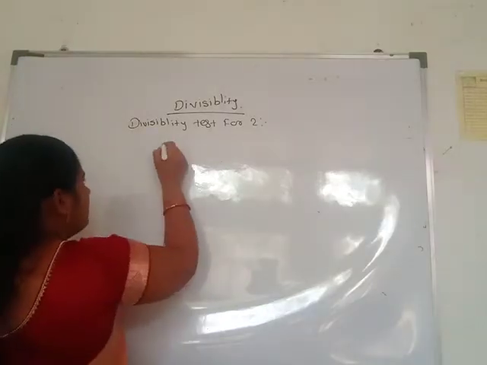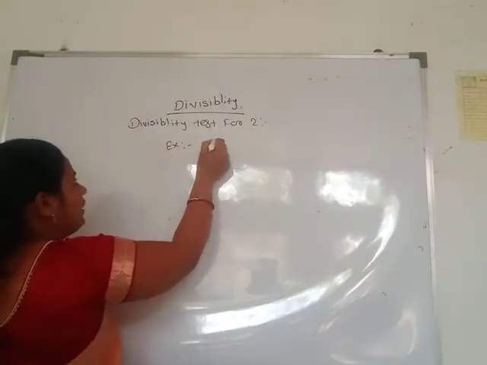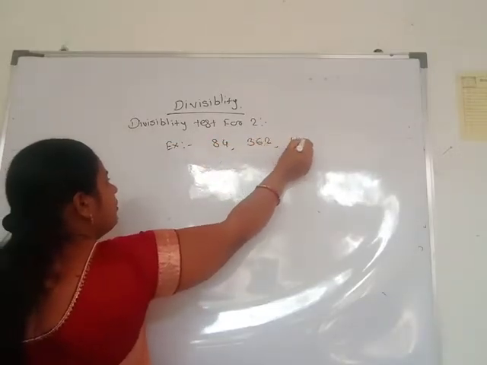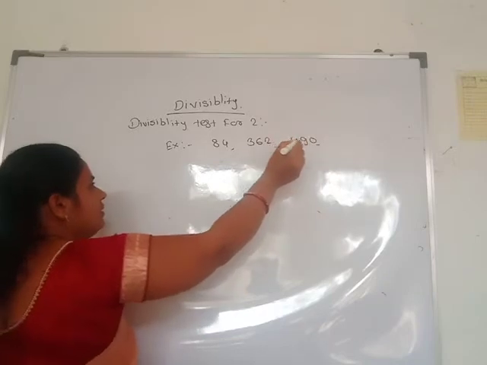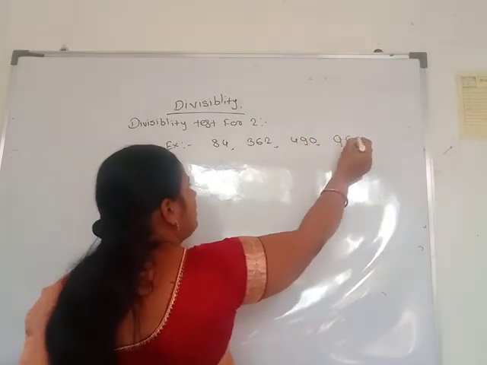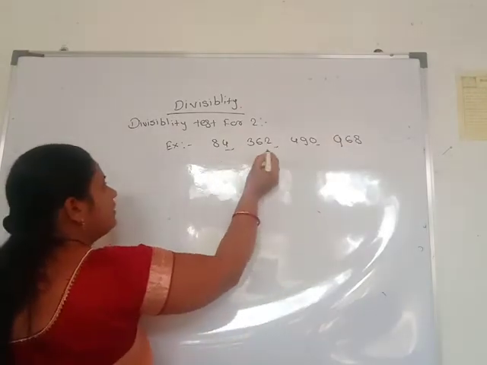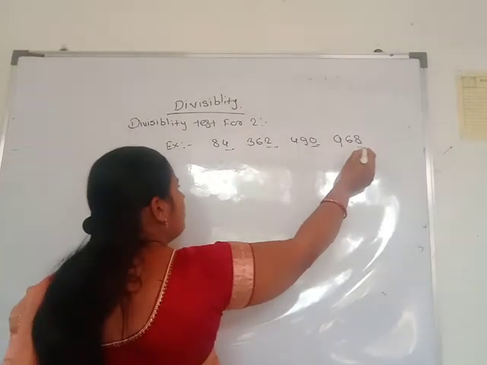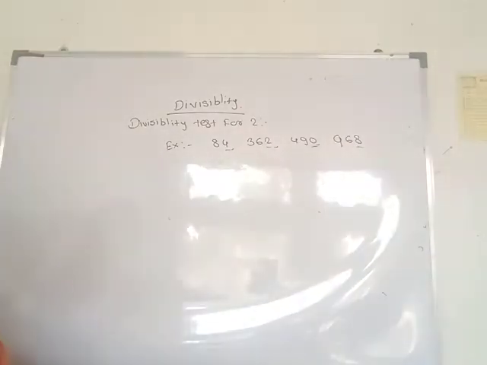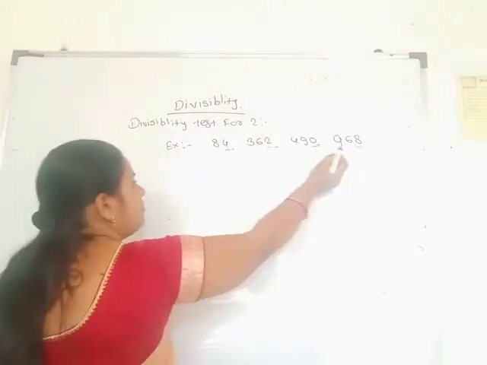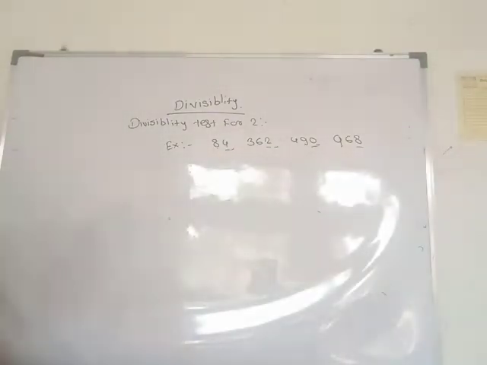Examples: 84, 362, 490, 968. See here, the unit places have 4, 2, 0, and 8. The unit place has 0, 2, 4, 6, or 8, so that number is divisible by 2. Therefore, all these numbers are divisible by 2.